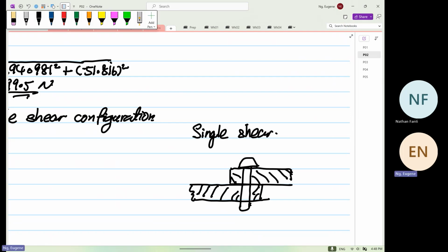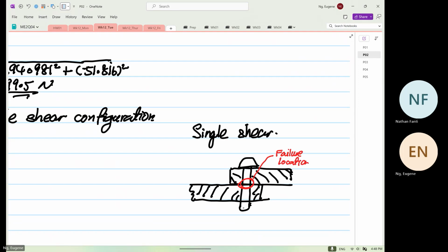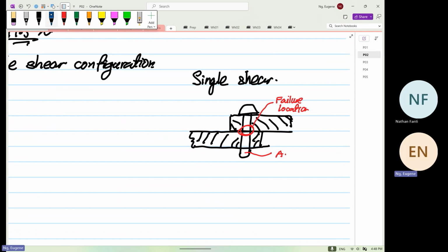If shear is going to fail, if failure is going to occur, failure is going to occur over here. Failure location. And it's the cross-sectional area of the bolt. So this is what we call what? Single shear. We clear?